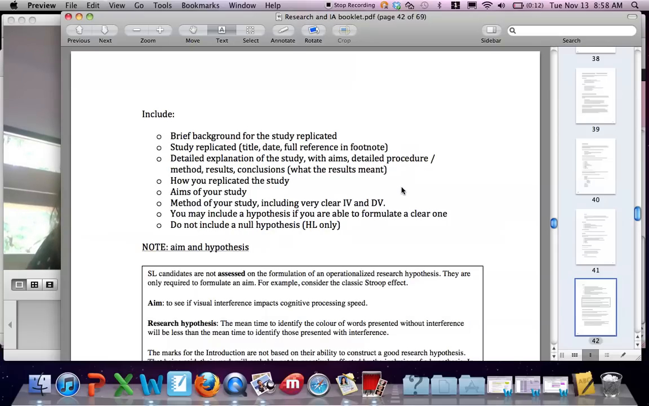The aim of your study, that's critical. If you don't include the aim, you actually will not get 2 marks for this. This is probably the most important thing, okay? And in the method of your study, I would actually include a very clear IV and DV. Remember, my advice for the IV is always to start with the word whether. If you say the independent variable was whether this or that, then you're pretty sure you'll have a clear independent variable. Then you can include a hypothesis, but you don't have to. And please don't include a null hypothesis, because that's only for HL.